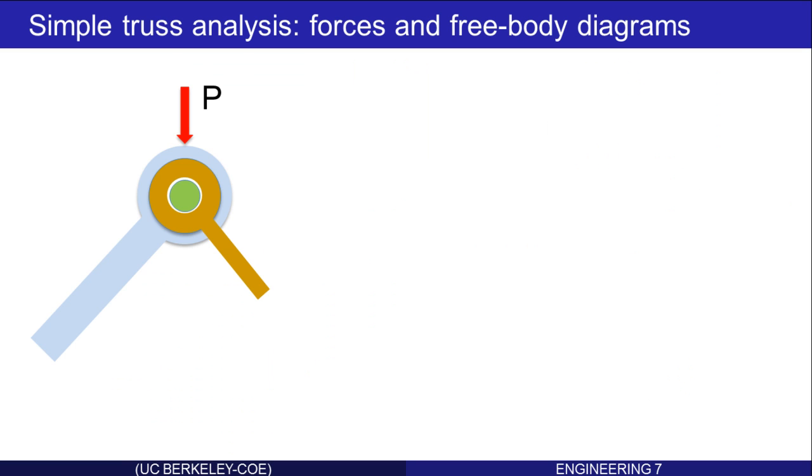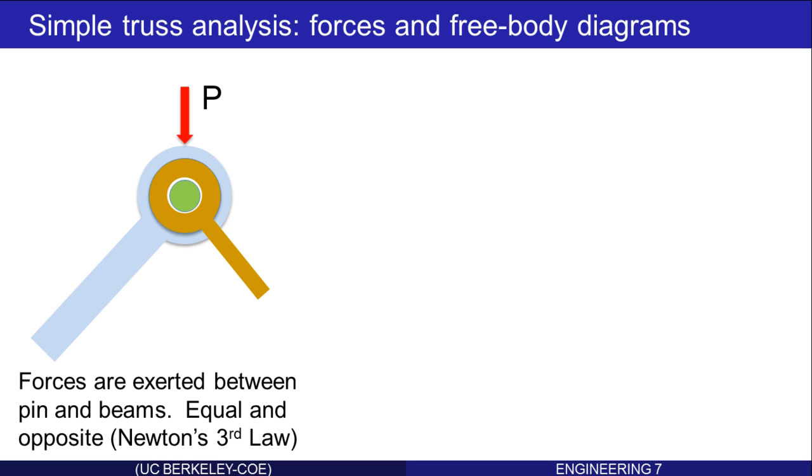Here's a picture of the end of two beams that have been attached together by a pin and an external load P. The manner in which we model this is that the pin is what transfers all the force. The external load acts on the pin, and the pin is pushing against the two beams. Newton's third law, of course, holds, so when the pin exerts a force on the blue beam, the beam exerts an equal and opposite force on the pin. Same thing for the brown beam.